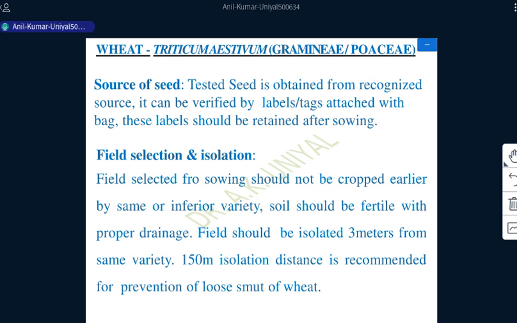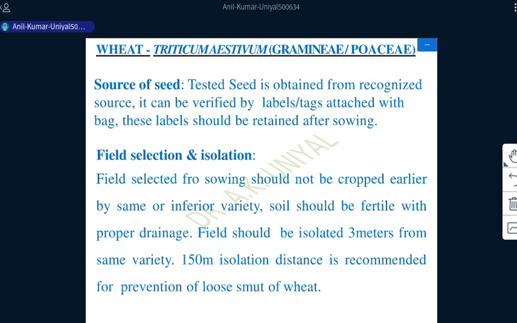To know the cultivation practice, first of all we have to determine the seeds, where the seeds will be procured from. It is generally obtained from a tested or certified source, or it can also be verified by the labels or tags attached to the bags containing seeds, and these tags or labels must be retained even after sowing, just to cross-check the information given on those tags with the performance of seeds in the field.